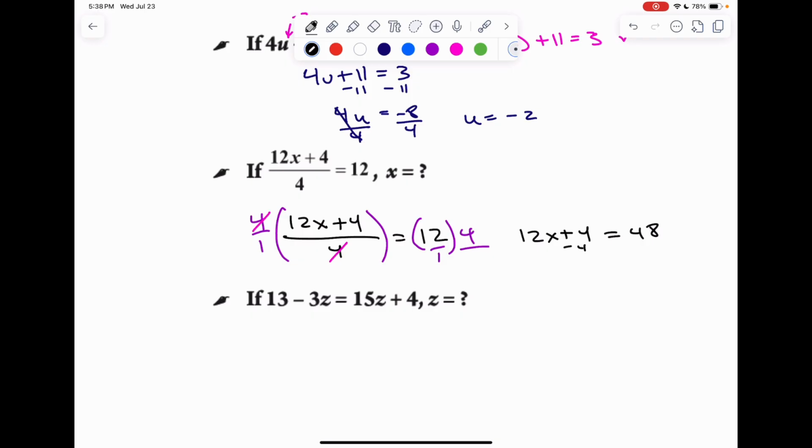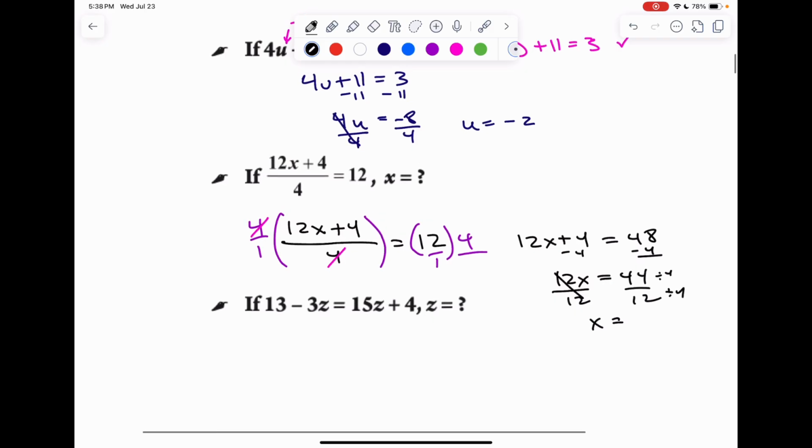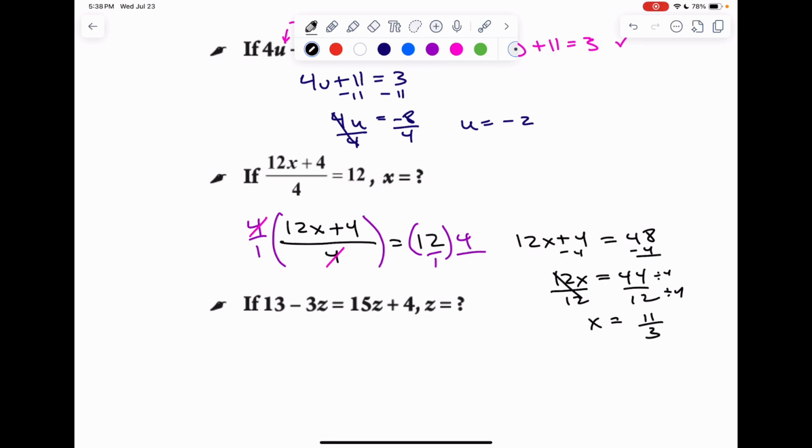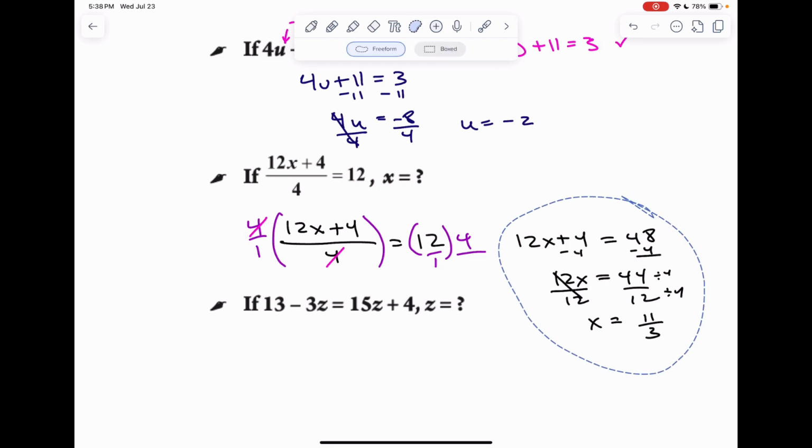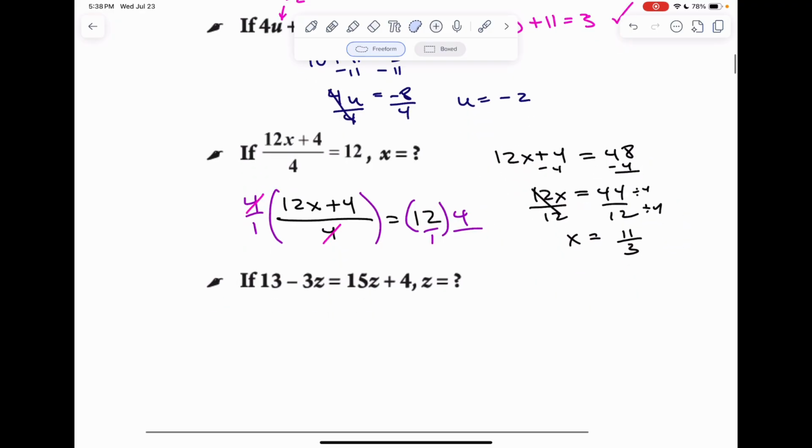If we subtract 4 from both sides, we'll get 12x equals 44. And if we divide both sides by 12, we'll get x equals, well, let's divide top and bottom by 4. Let's reduce top by 4 and bottom by 4. We're going to get something a little bit ugly, but that's going to be 11 over 3. No problems there. It's still a number. Up a little bit so we can tackle our next one.